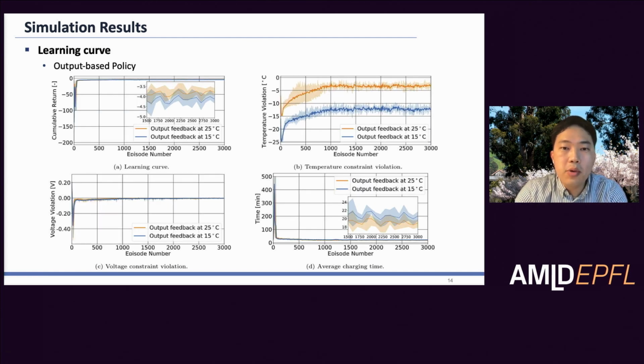Also, we compare with the output feedback controller concept. Here, suppose we are not able to measure internal states, only voltage and temperature. How do we come up with the fast charging strategy here? Similar to the state-based policy, we are able to obtain a fast charging protocol that charges the battery in 45 minutes.